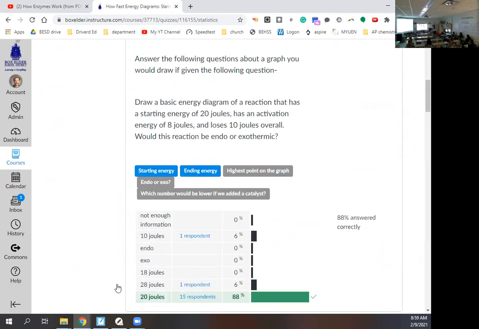Starting energy. All right, this was the tricky one, but not hard. If you missed this one, I love you, but read. Draw a basic energy diagram of reaction that has a starting energy of 20. I mean, come on. I've made this class easy. That one gives you the answer word for word.